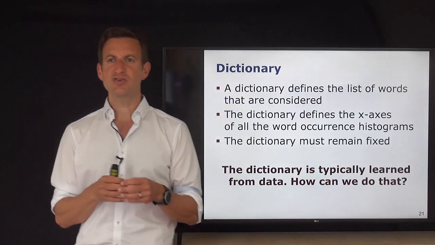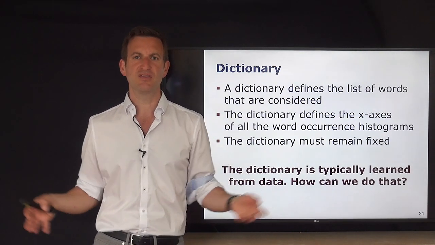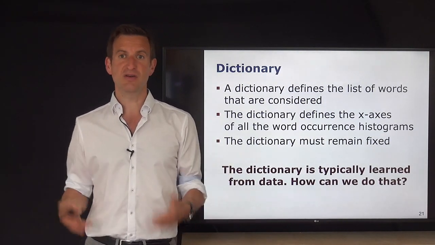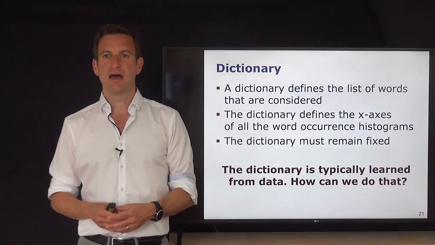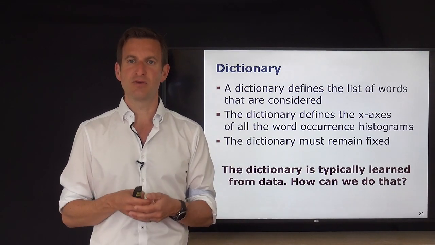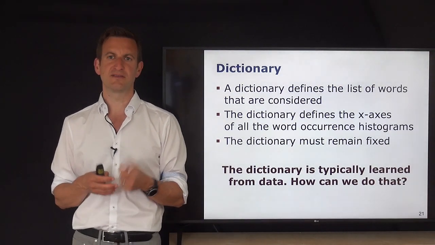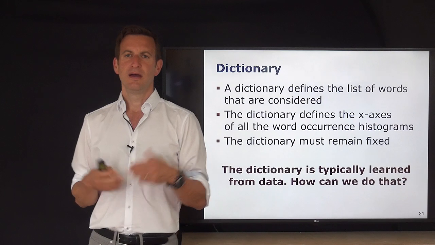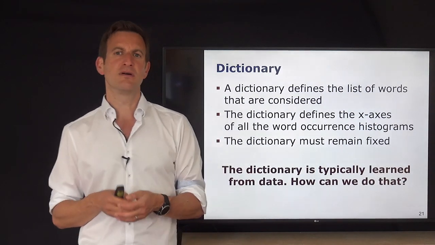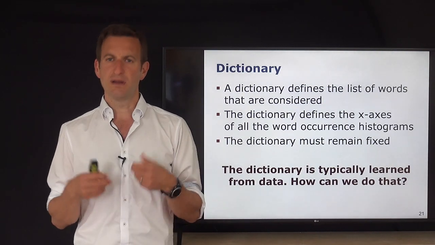So the dictionary can be learned once. For example, given a large database, you can build a dictionary out of that for that database. And if you have a very diverse, very large database, you may come up with a representative dictionary. But this dictionary then needs to remain fixed. You don't change that. And this dictionary, again, is typically learned from data. So it's not something that we specify by hand. We learn that from data.